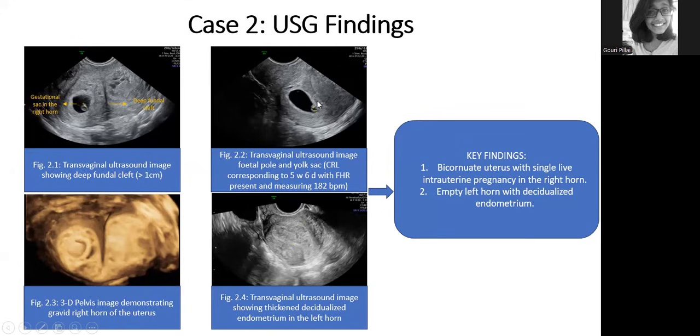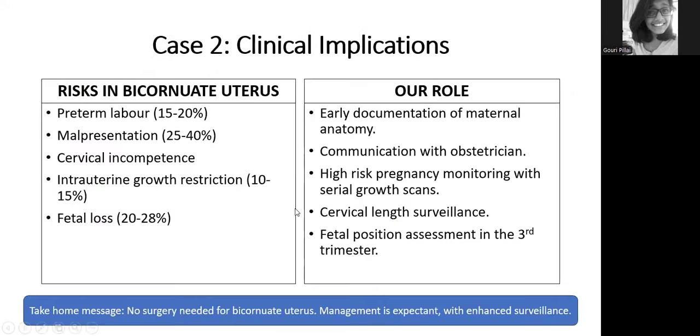We identified a single live intrauterine pregnancy in the right horn with appropriate cardiac activity, while the left horn showed decidualized endometrium as shown in the 4th image. For biconjugate uterus, the risks include 15 to 20% preterm labor, 25 to 40% malpresentation, and 20 to 28% fetal loss. Our role as radiologists is the early documentation of the anatomy, communication with the obstetrician, and establishing high-risk pregnancy monitoring with serial growth scans and cervical length surveillance.